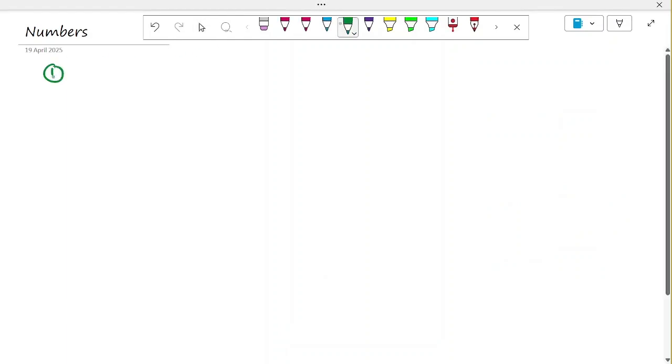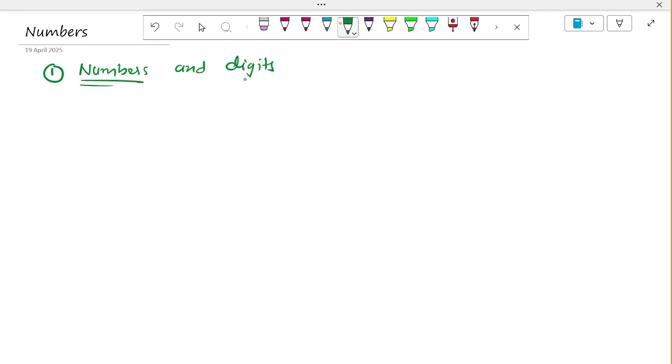First thing, whenever you are discussing numbers, there are two important words which tend to be confusing, and I have seen most of the students having confusion between them. They don't know what is the difference between numbers and digits. Numbers and digits. Okay.